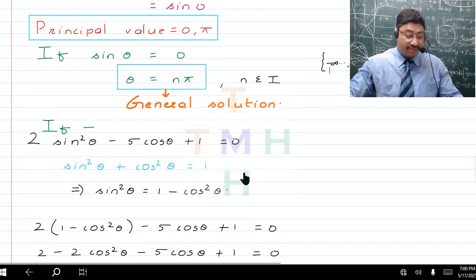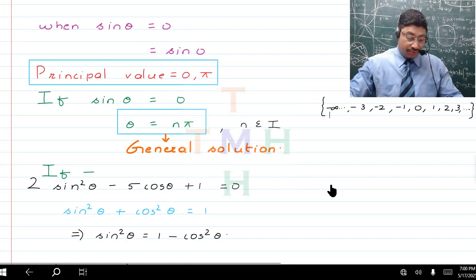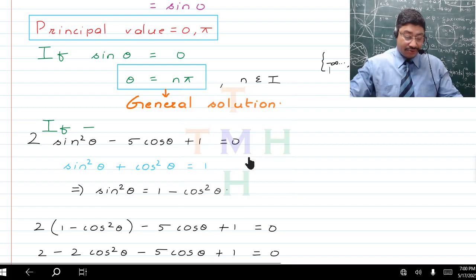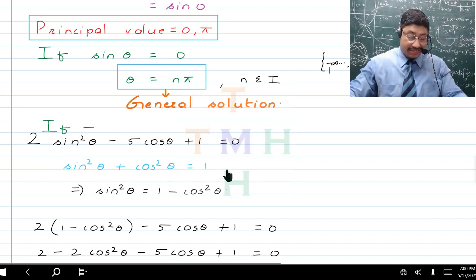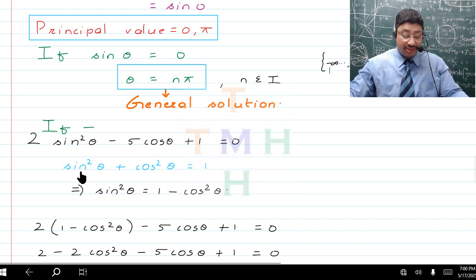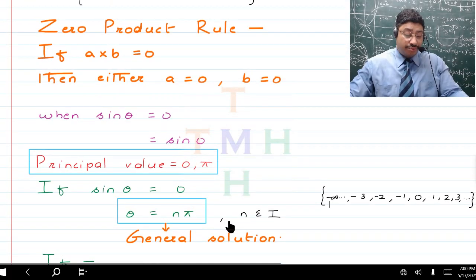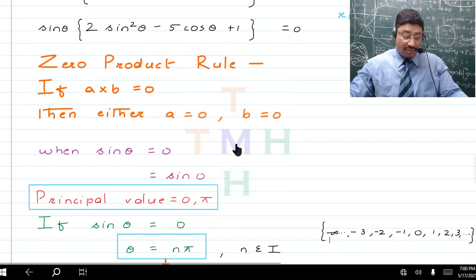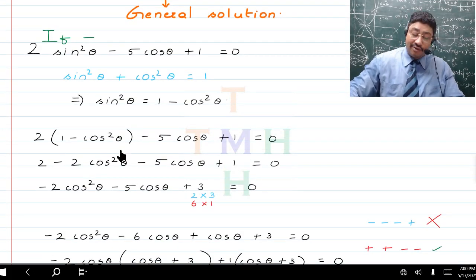Now after this, we talk about the other part, that is 2 sine square theta minus 5 cos theta plus 1 is equal to 0. For that, we apply the trigonometrical identity sine square theta plus cos square theta is equal to 1, so sine square theta is equal to 1 minus cos square theta. In doing so, you've converted two trigonometric ratios to be written just in terms of one trigonometric ratio, because sine square theta is now also in the form of cos.